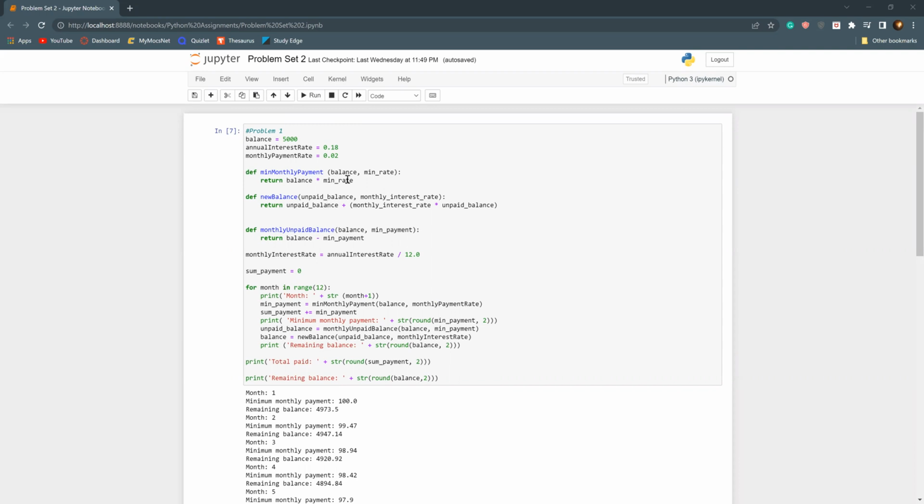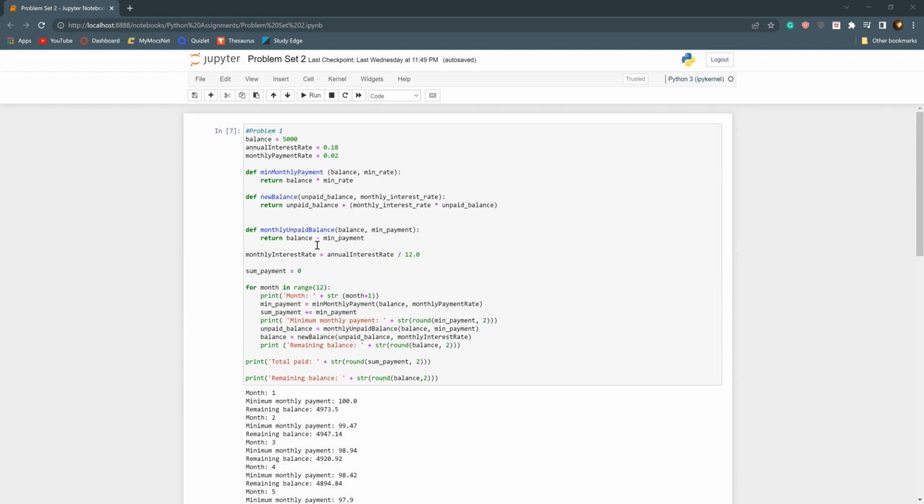So here we have defined functions, declaring balance and minimum rate as being the parameters for it. Then it's returning the product of the balance and minimum rate. Then we have a new function right here of unpaid balance and monthly interest paid balance. And then we're calculating a formula in order to get the new balance of that. We're defining another monthly unpaid balance to find the previous balance as well.